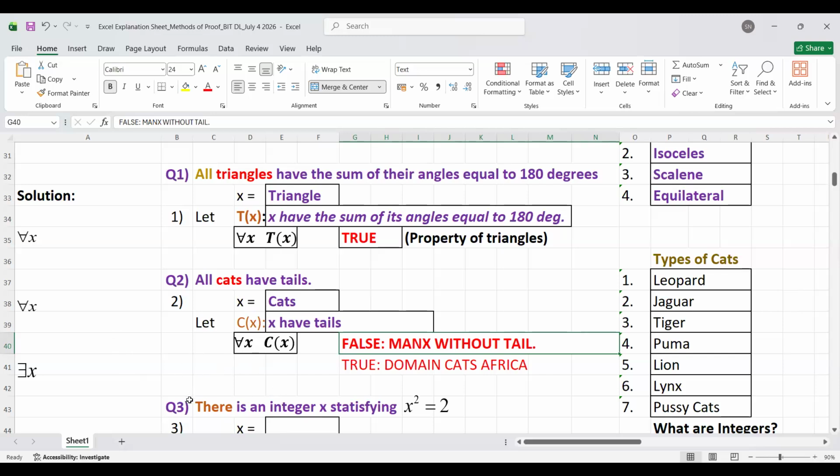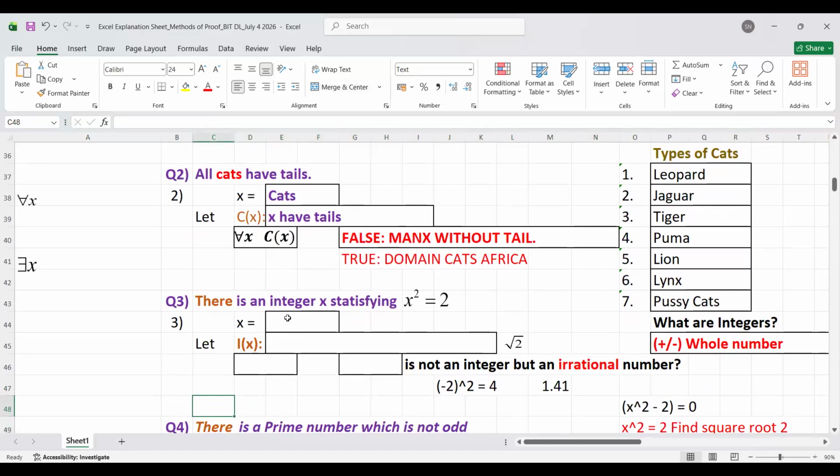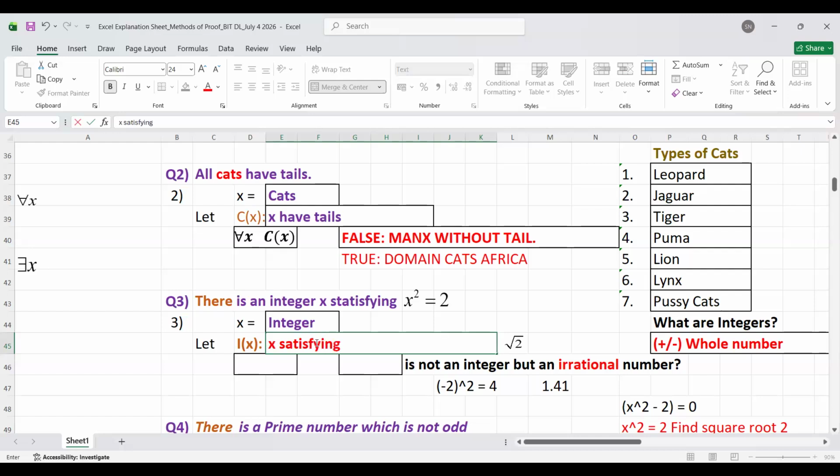Okay, now let's take the next one. There is an integer satisfying x squared is equal to 2. There is an integer satisfying the equation x squared is equal to 2. Now, you correctly identify the variable as integer. So your variable is integer x satisfying this. So you will just say x satisfying the equation x squared is equal to 2.